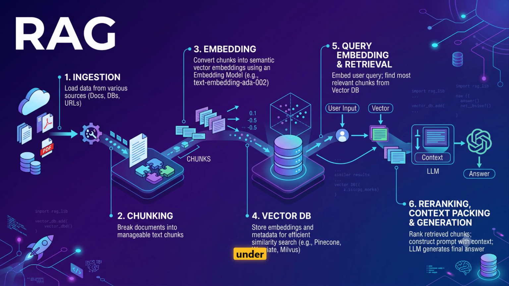Look at the far left under step 1, where raw documents, PDFs, and cloud storage flow into an ingestion engine. Follow the glowing blue path into step 2, where those documents get chopped into bite-sized text chunks. Now look at step 3 at the top center. An embedding model translates those text chunks into dense numeric vectors that capture true semantic meaning.